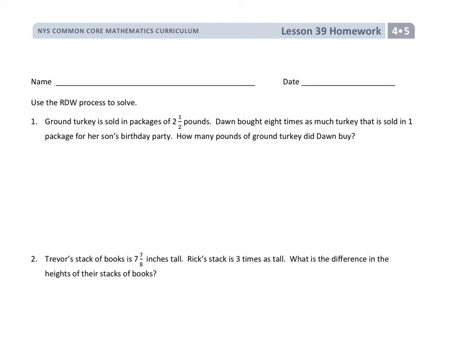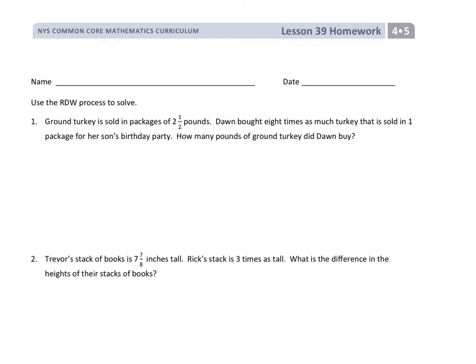In tonight's homework, students are going to follow the read, draw, write process, and we've been working on this in class: drawing an image or a picture for what we read in the problem to help us determine the number model. So first, the student should read: ground turkey is sold in packages of 2.5 pounds. Dawn bought 8 times as much turkey as is sold in one package for her son's birthday party. How many pounds of ground turkey did Dawn buy?